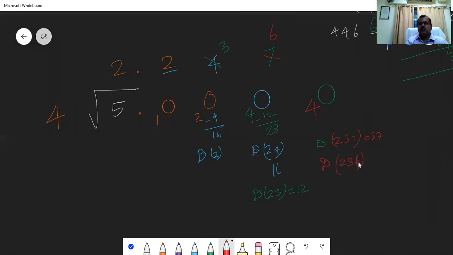What is the Dvandva of 2 3 6? 33. 2 6s are 12, 12 into 2, 24, plus 3 3s are 9. 24 plus 9, 33. 33 we can subtract from 40. So the number is 7.